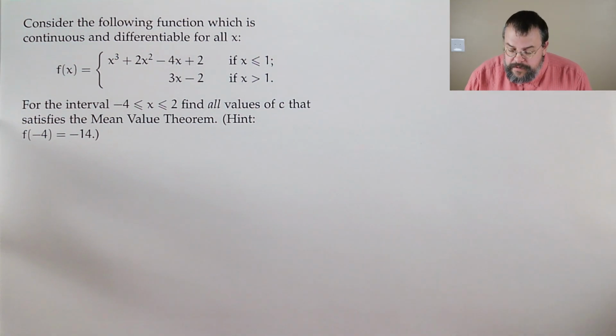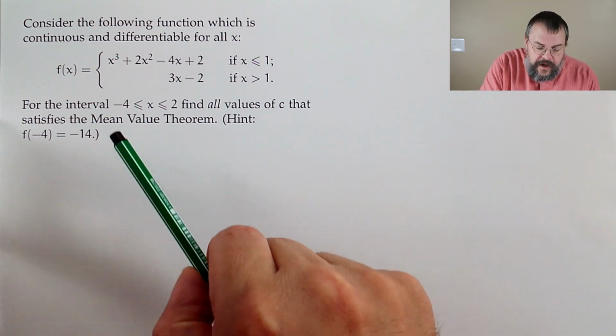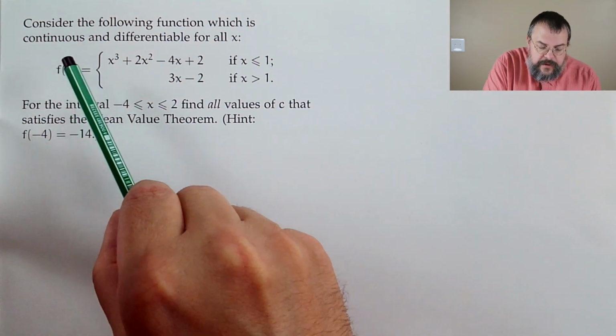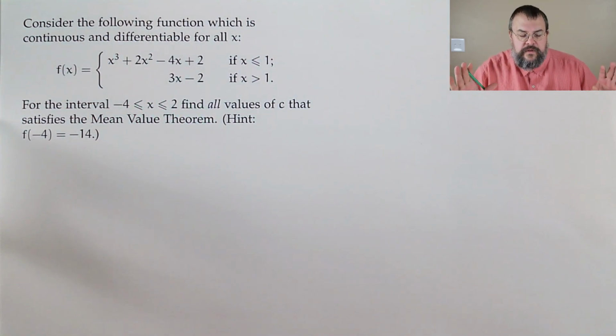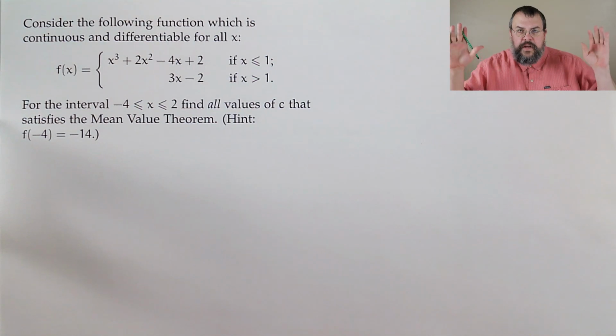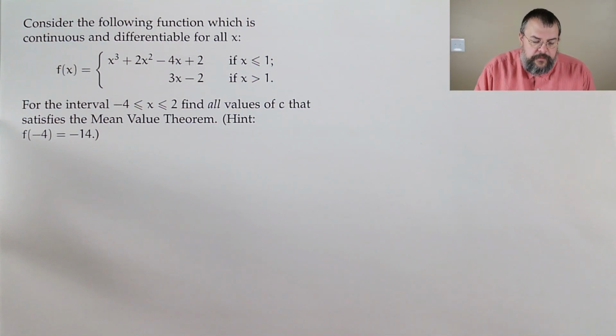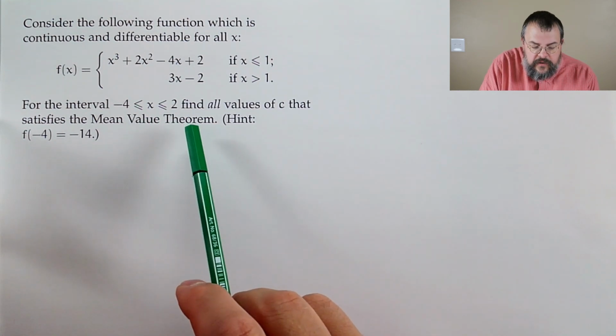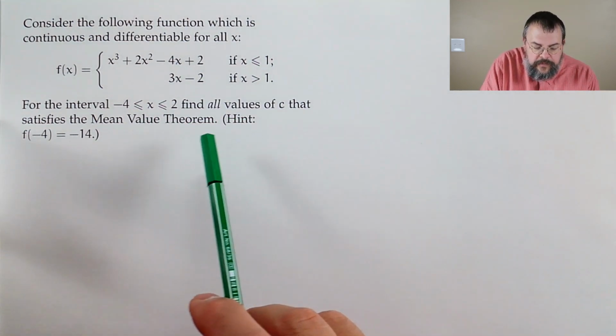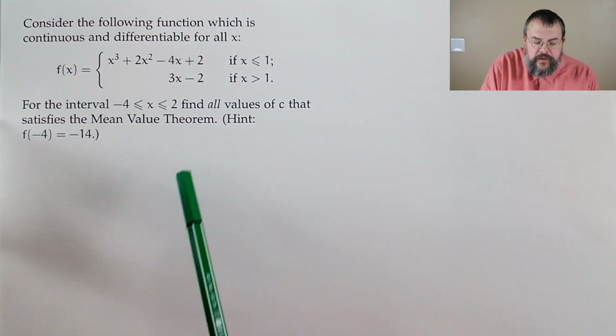So our first problem, we have the following function, which is continuous and differentiable for all x. So they're just going to tell that to us. We don't have to assume it or prove it. It's perfect. Here we go. For the interval from -4 to 2, find all values of c that satisfy the mean value theorem.